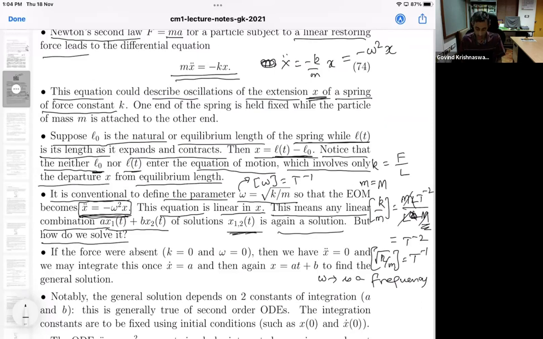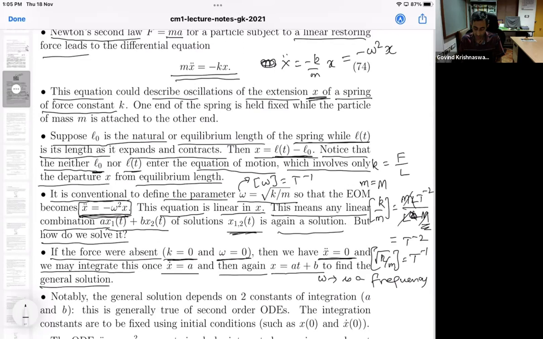Okay. So let us begin by observing that if the force were absent, that is if the force constant k was 0, then omega is also 0, omega being the square root of k upon m. Yeah, then the equation simply becomes x double dot is 0, and we know the solution. We can integrate once, we will get x dot is a constant, and integrate once again, and you will get x is equal to at plus b. Yeah, so this is how you get the general solution when there is no force.